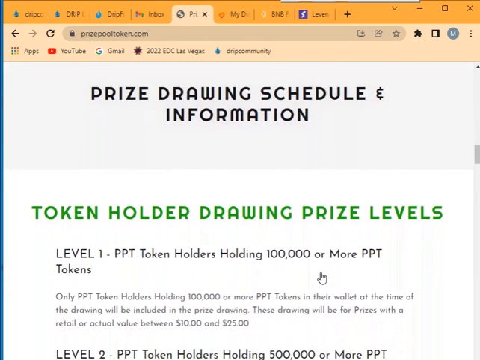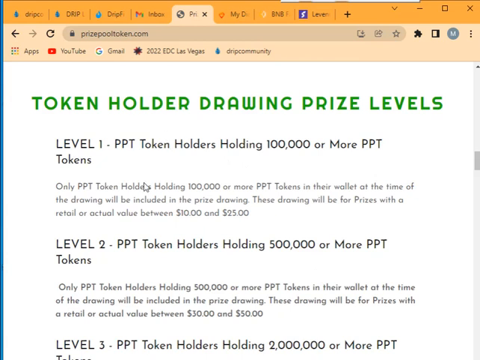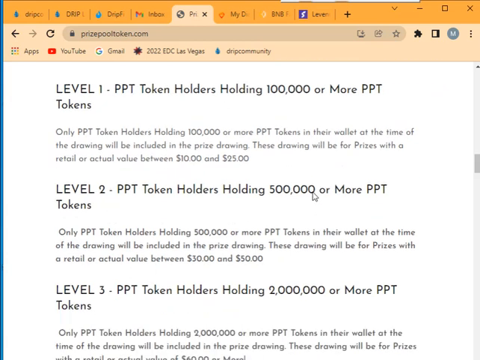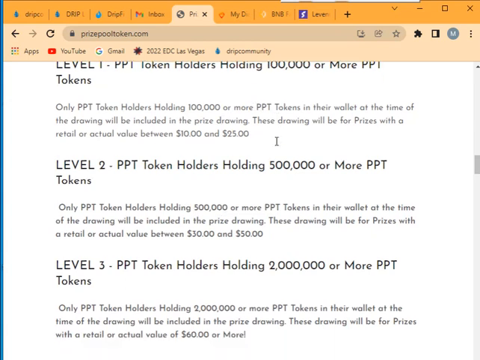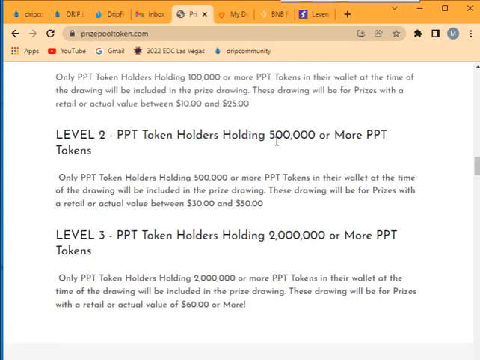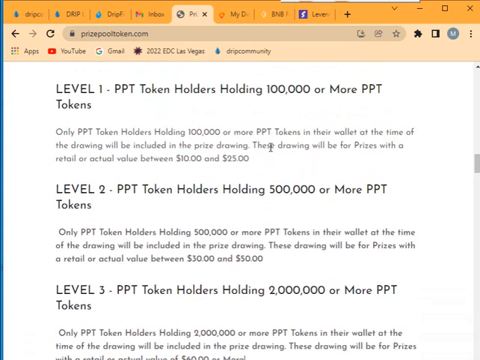Here's my drawing schedule. I've got level 1, level 2, and level 3 prizes in some of these drawings. To be a level 1, you've got to have 100,000 tokens in your wallet. Like I said, you can buy 1 million for $1. Just put them in there, then you'll be eligible. You just have to register on this website, and hopefully join our Facebook group and share that you've won something if you do.